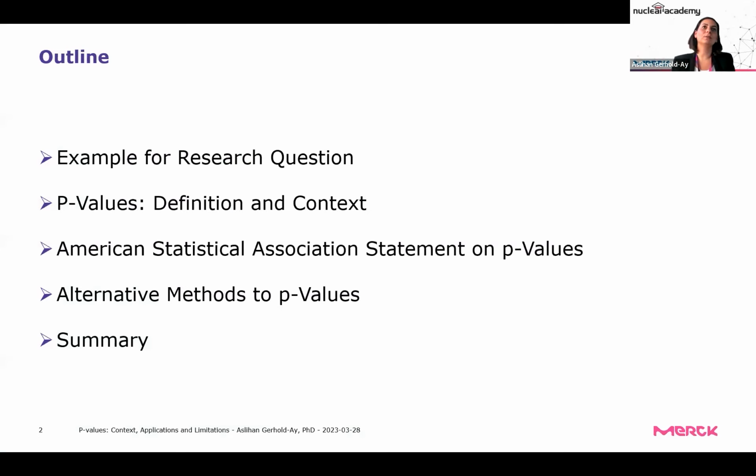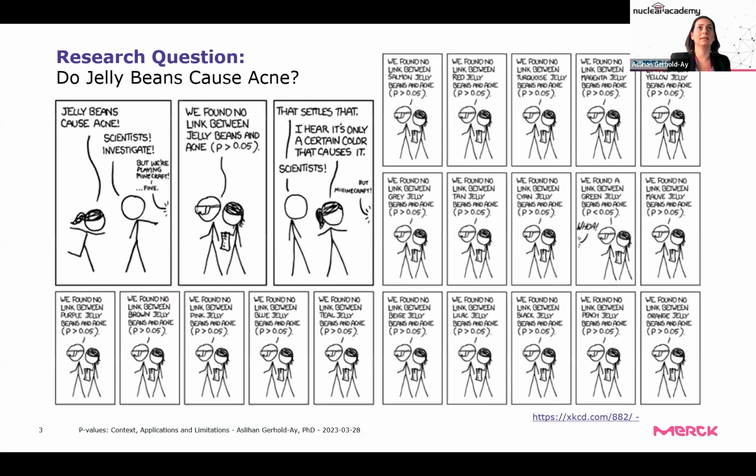Then afterwards, I would like to give a very brief definition and context, and then talk about the American Statistical Association statement on p-values, give some alternative methods to p-values which could be used, and also a summary. So let's directly start.